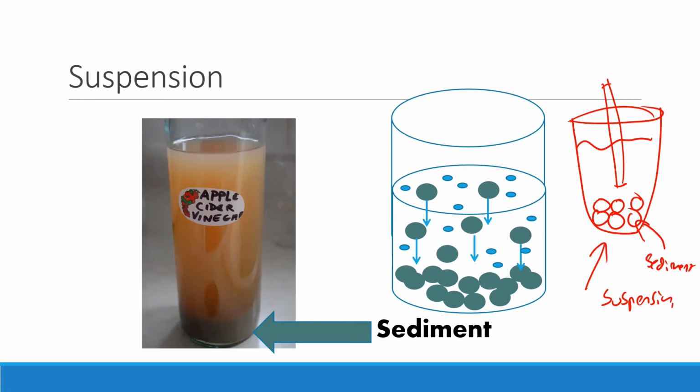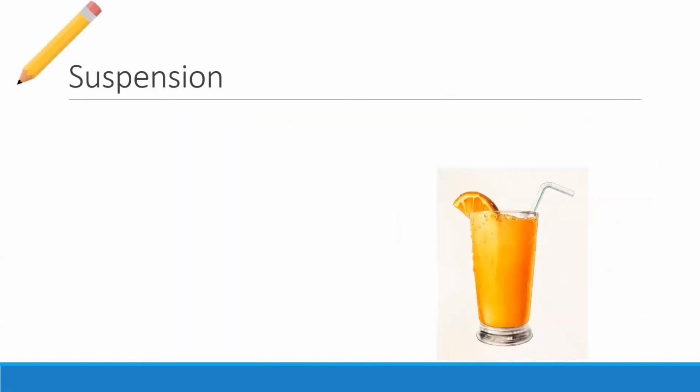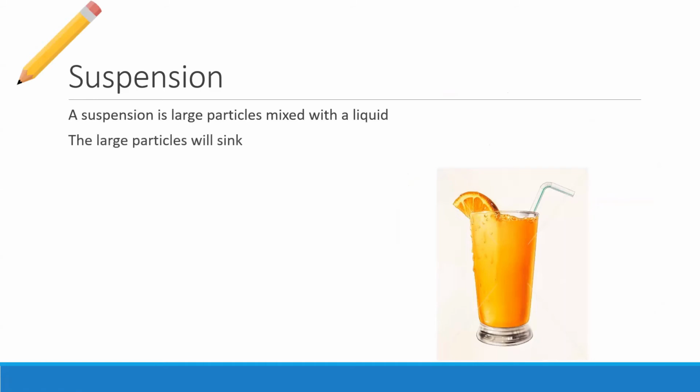Okay, now what do we call a suspension? There's a pencil on this slide, so I'd like you to write this down for me, please. A suspension is large particles mixed with a liquid. The large particles will sink. Okay, so writing this down, please, Sage.